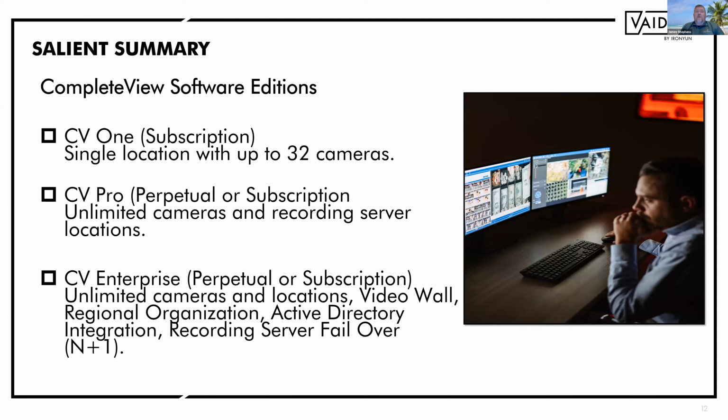Software editions are very easy. We have a CV1, which is 32 cameras or less. It is a subscription model and does include the SMA. That's a real nice takeaway from it. Then we have two additional editions, a Pro, which is kind of our bread and butter. We do a lot of Pro license, and we do have that available in perpetual or subscription. Unlimited cameras, unlimited serving locations. And then we do have an enterprise level platform.